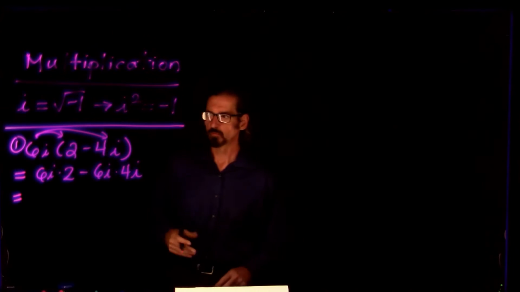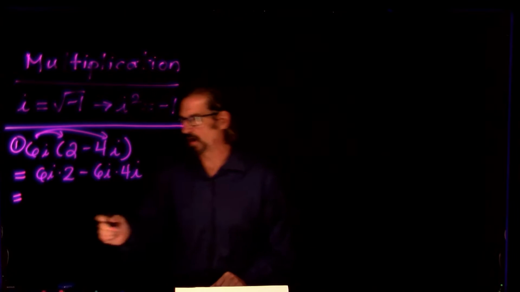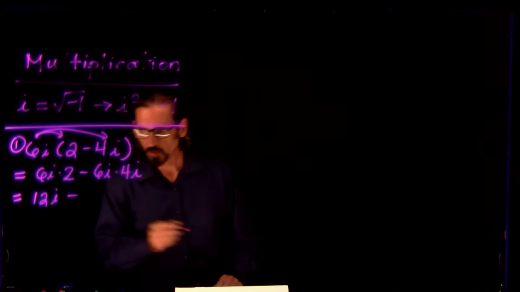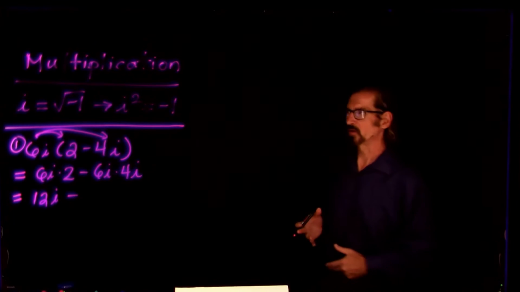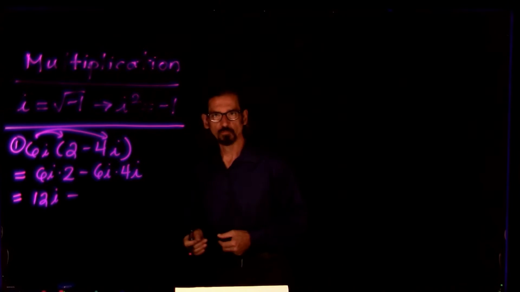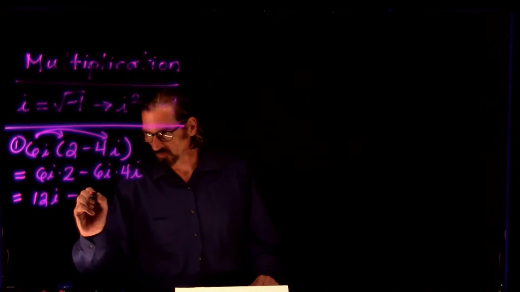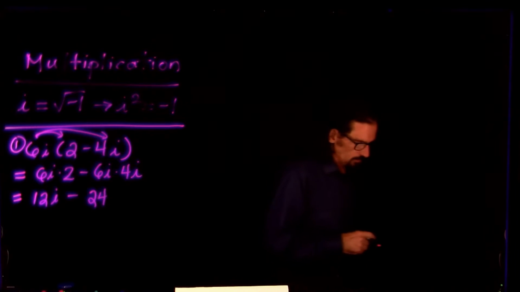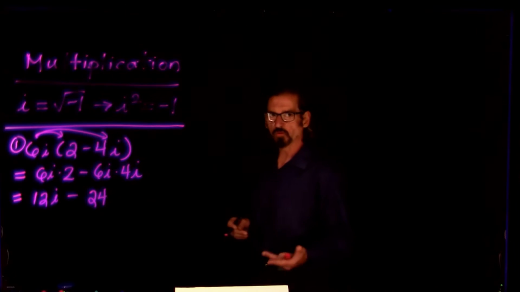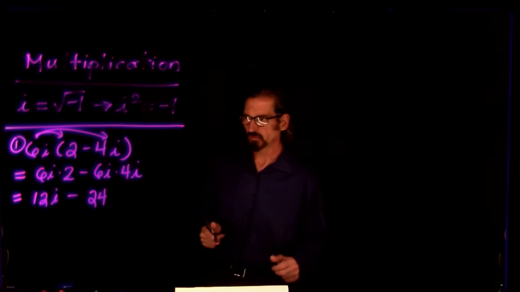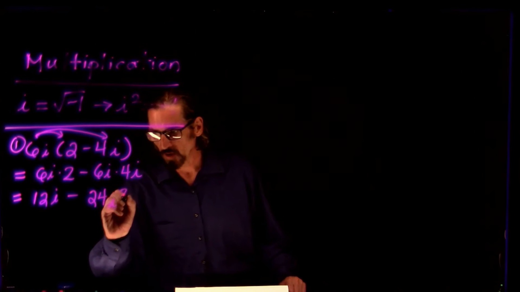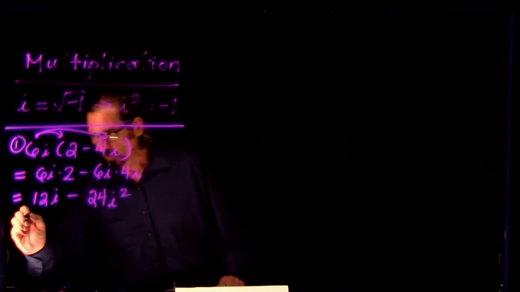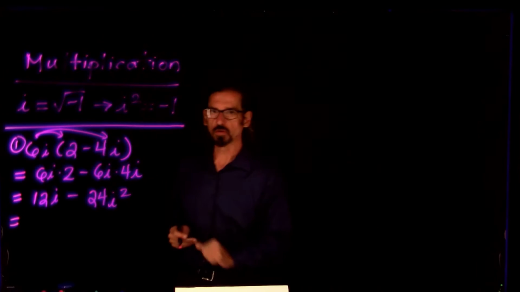Again, implied in this, we're going to get the 6 and 2 together in front of i. Multiplying 6 times 2, we have 12i. We use the commutative property to get the second term, 6 and 4 together. 6 times 4 is 24. And just like with real numbers, when you're multiplying two things with the same base, we're going to have i times i, which is i squared.